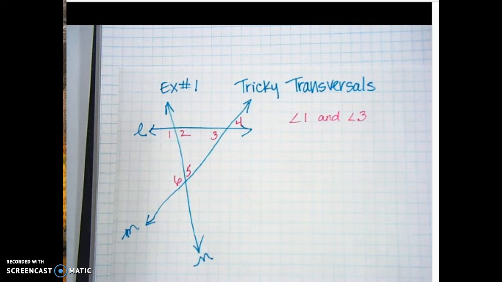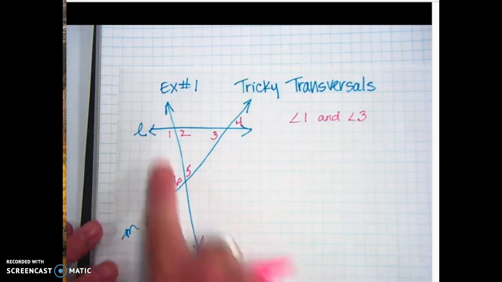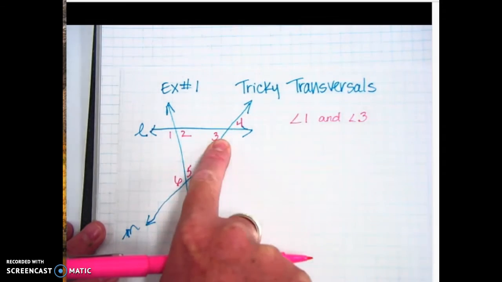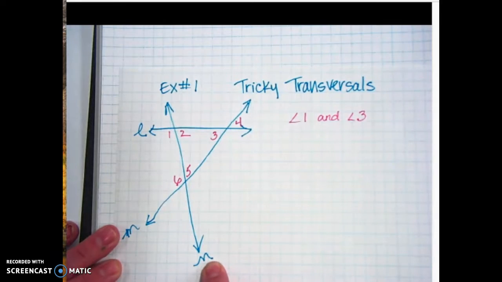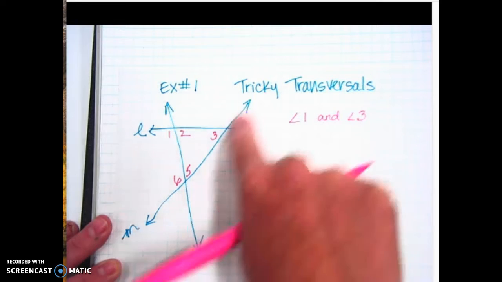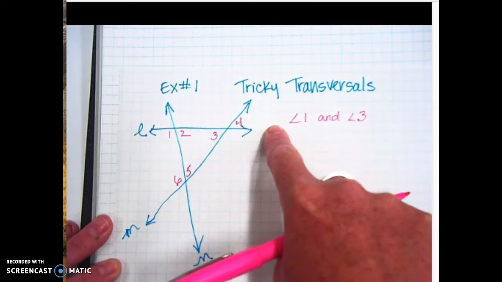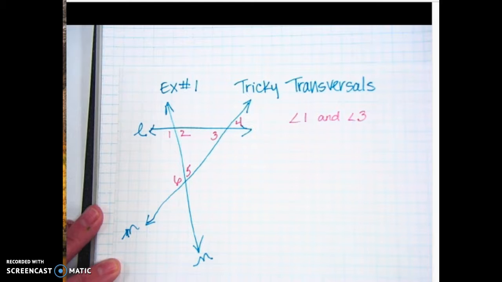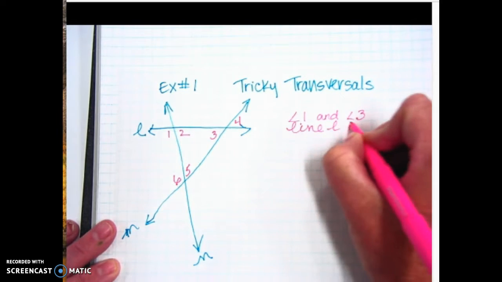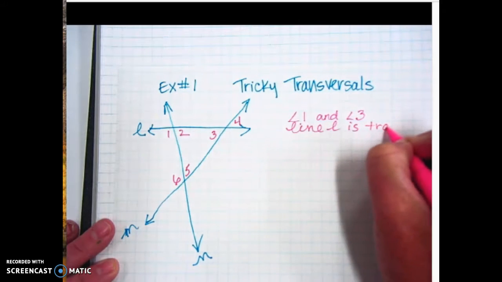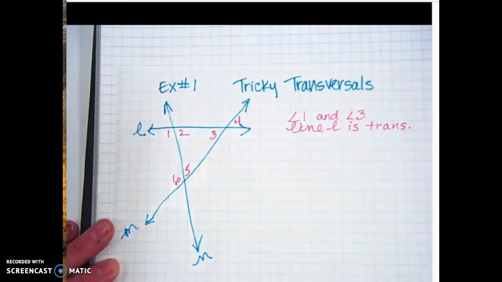Okay, so you're going to take your finger or your pencil and you're going to point at angle 1 and you're going to point at angle 3. Angle 1 is attached to line L. It's also attached to line N. And then angle 3 over here is attached to line M, but it's also attached to line L. Which are they both attached to? Line L. That means that line L is the transversal. Okay, because they're both attached to it. Okay, you guys see that?